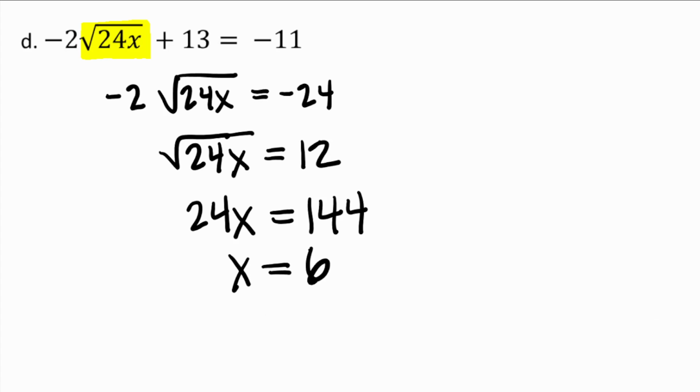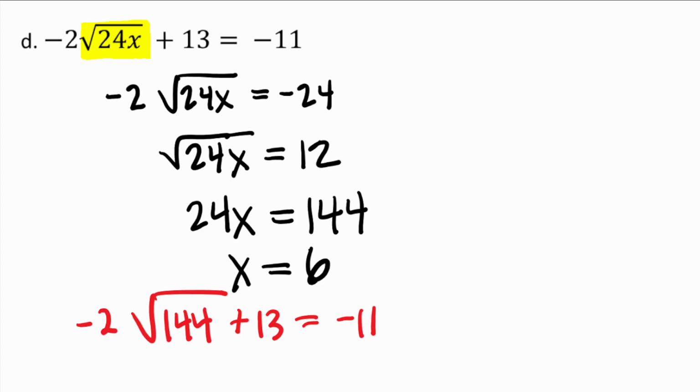Because I didn't know that 24 times 6 was 144, but it definitely makes sense, because 12 times 12 is 24 times half of 12, yeah, okay. I'm feeling good about that. Now, what I need to do is check my solution. So I'm going to say, is negative 2 times the square root of 24 times 6 plus 13 equal to negative 11? So that would be negative 2 times 12 is negative 24 plus 13. Yeah, that's negative 11. That's good. Okay, moving on.